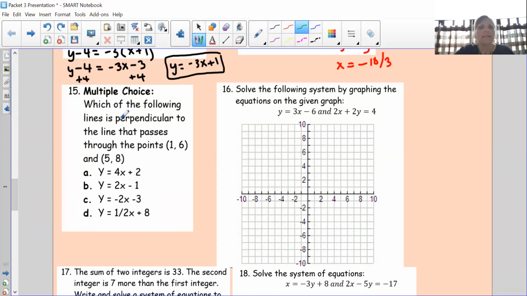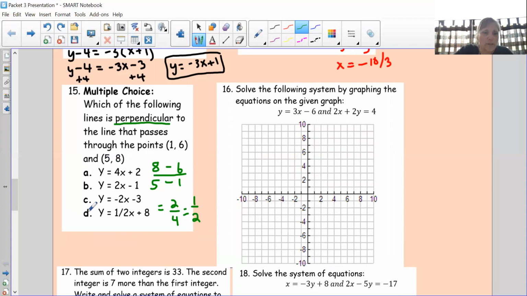Which of the following lines is perpendicular? I'm going to underline that word. I need to remember that. To the line that passes through these points. So I'm going to write a fraction bar and find the slope, because again, we have to find the perpendicular slope. So I'm going to say the last y, or y2, minus the first y, and then the last x minus the first x. Now, 8 minus 6 is 2. 5 minus 1 is 4. If you reduce that, you divide both of these by 2, you get 1/2.